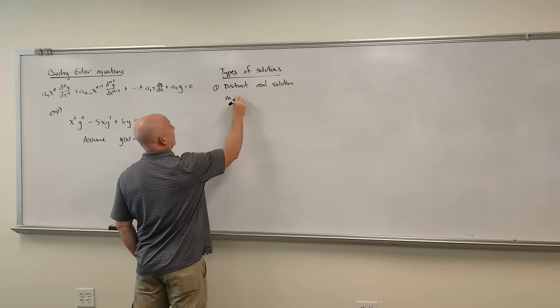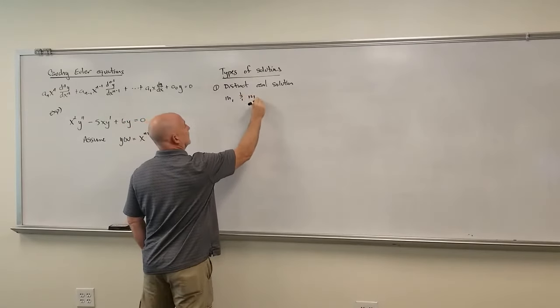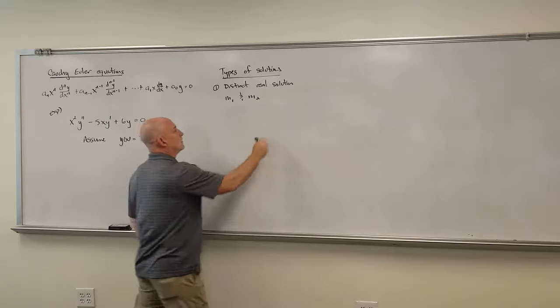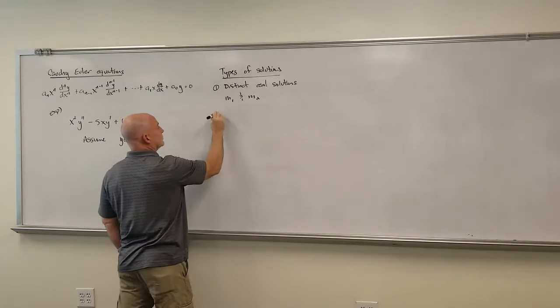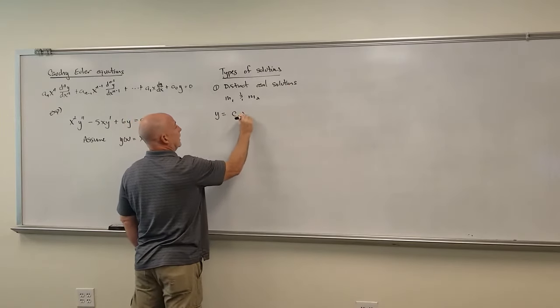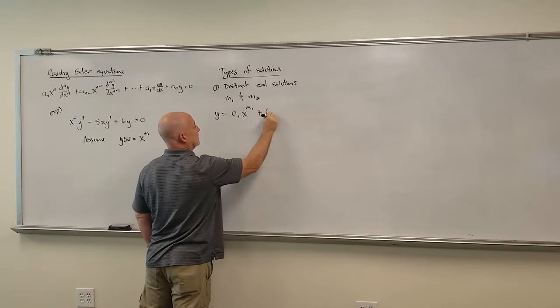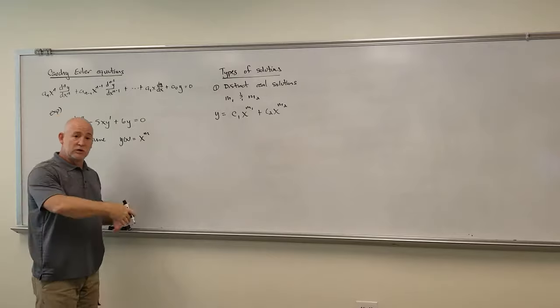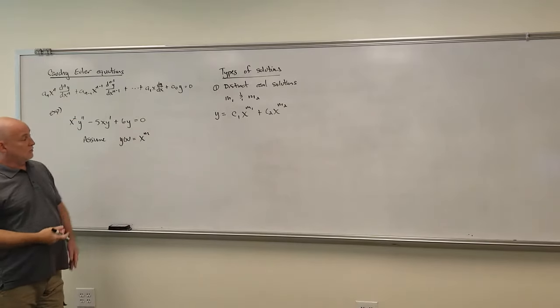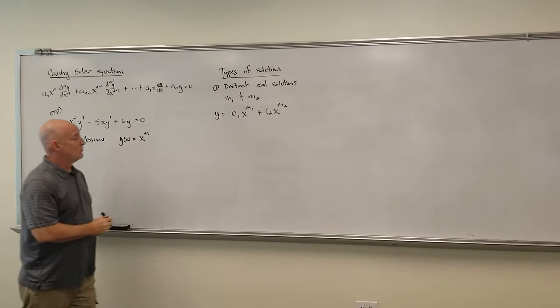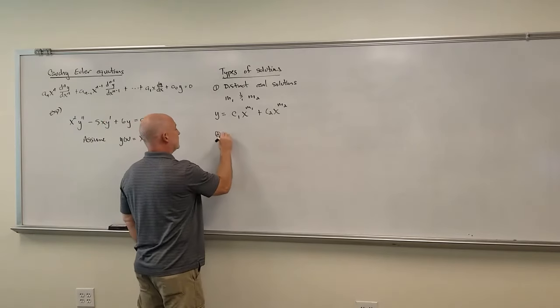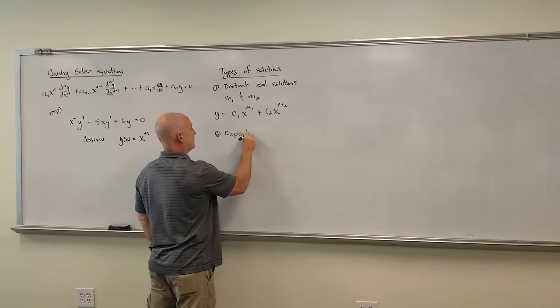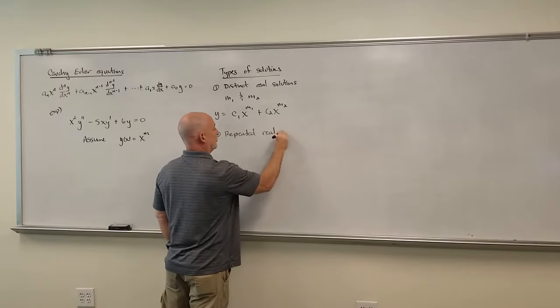Let's say we got m1 and m2. We get distinct real solutions like this. Then your solution would be C1 x to the m1 plus C2 x to the m2. And if you had three solutions, four solutions, it would just continue along like that. The second one, what if we have repeated real solutions?